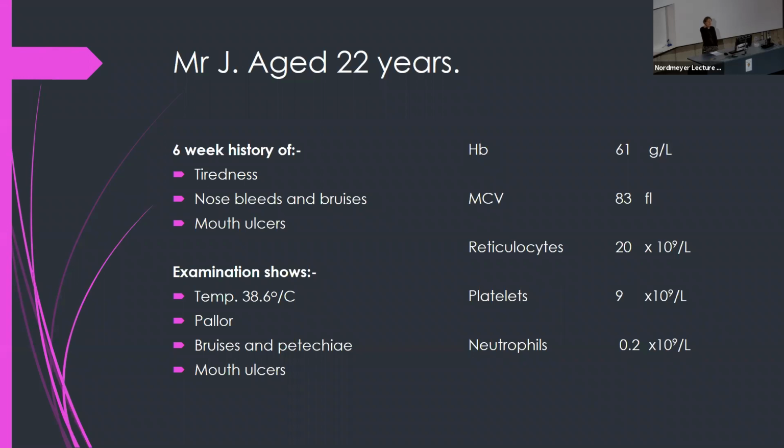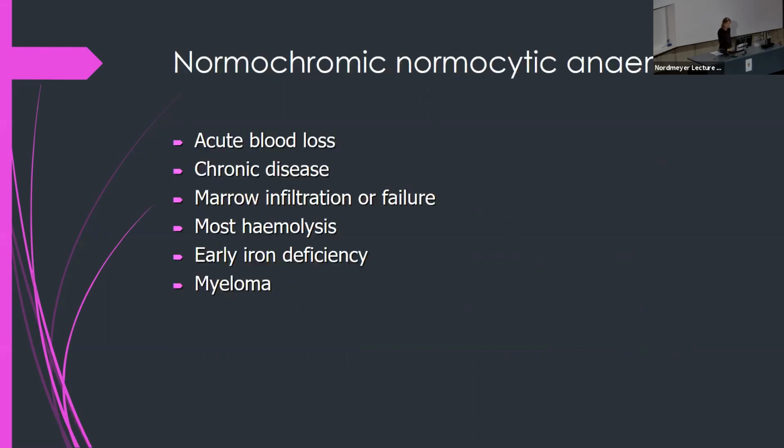At this stage, I can't tell you for sure that it's not a vitamin deficiency. I don't know whether it's an infiltration or whether it's just marrow failure. And again, we've got the causes of normochromic normocytic anemia. Unlikely to be acute blood loss, it doesn't explain the white cells and platelets. Chronic disease doesn't explain the white cells, platelets. Marrow infiltration or failure would explain it.